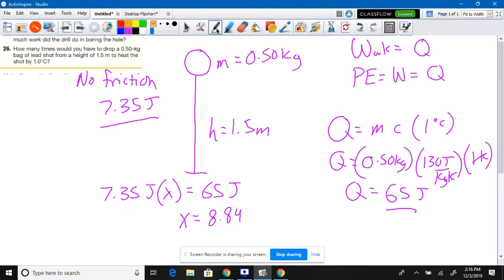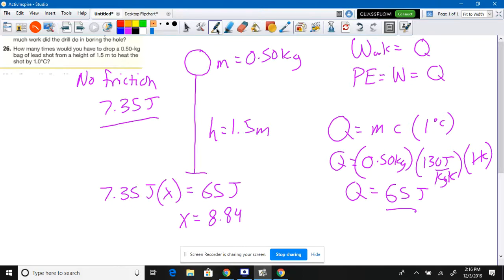Now, I'm guessing that it strikes the floor, the heat loss, no friction with the air, and when it impacts the ground, there's the heat, right? So you're translating it to heat by impacting the ground. And if you drop it 9 times, it will heat up by 1 degree.